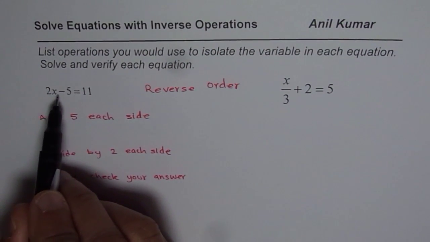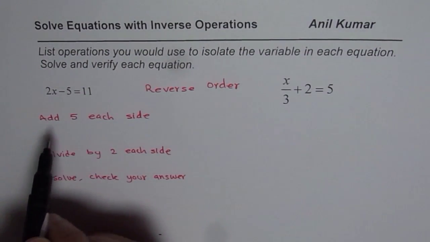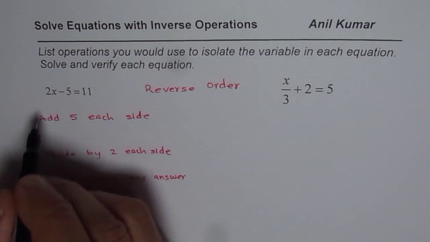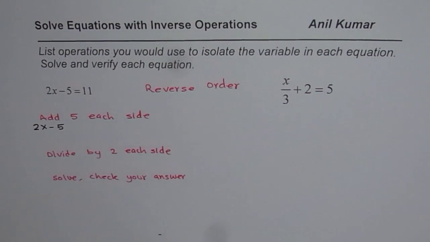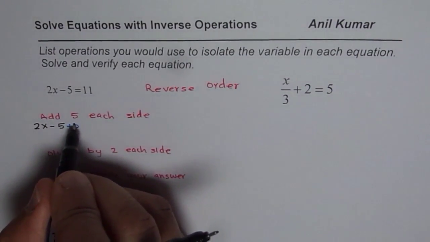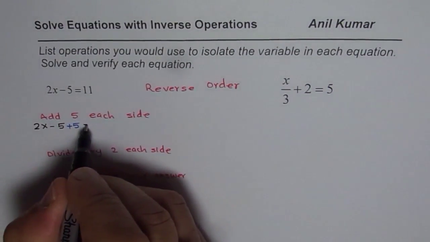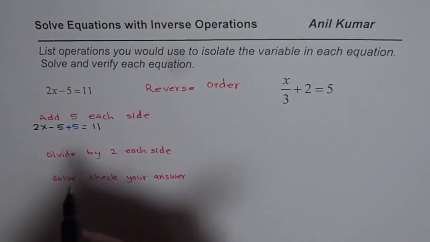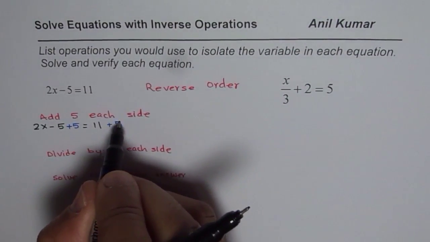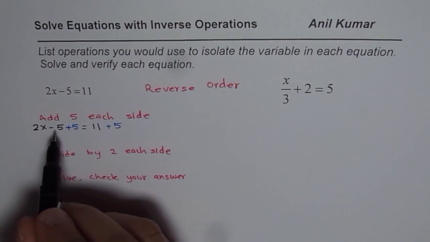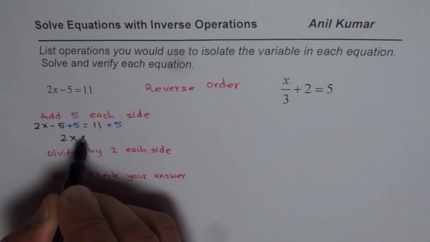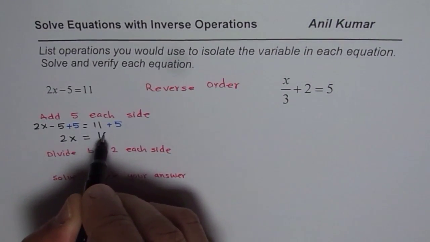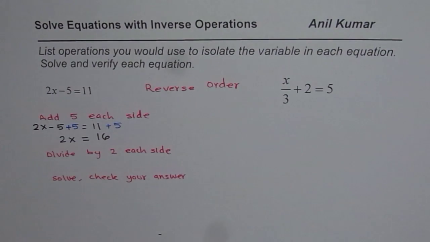So 2x minus 5 equals 11. We'll add 5 on each side. That is to say, we have 2x minus 5, so we will do plus 5 on each side, equals 11 plus 5. This is what I'm trying to say. Once you do that, minus 5 plus 5 becomes 0. You are left with 2x equals 11 plus 5, which is 16. Correct? So that is the first step.